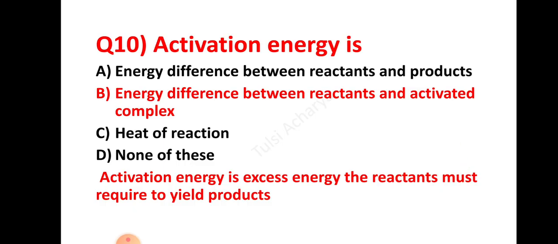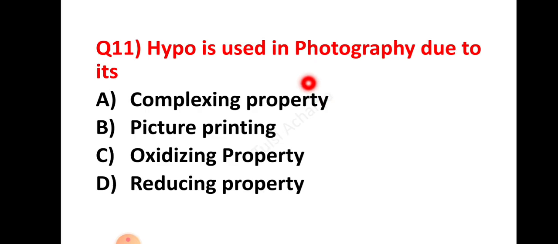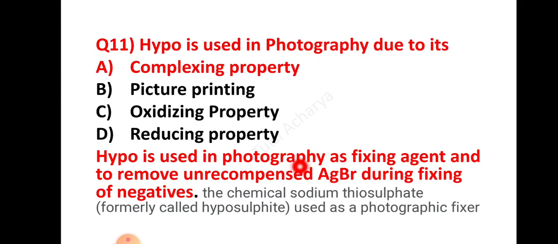Now let's move to question number 11. Hypo is used in photography due to its, hypo is a chemical substance that is used in photography due to its complexing property. So hypo is used in photography as a fixing agent and to remove unreacted AgBr during fixing of negatives. The chemical called sodium thiosulfate is used as photographic fixer. So option choice A is the correct answer for question number 11.